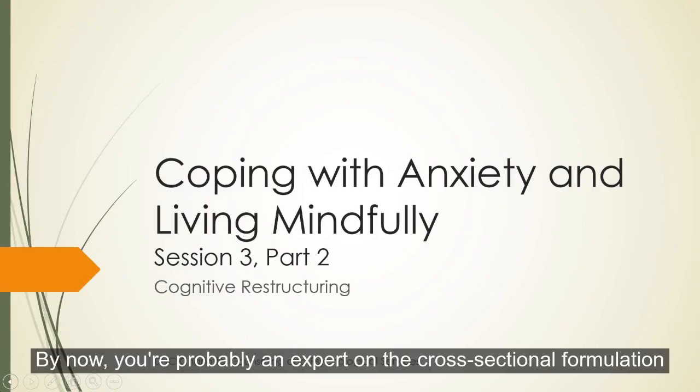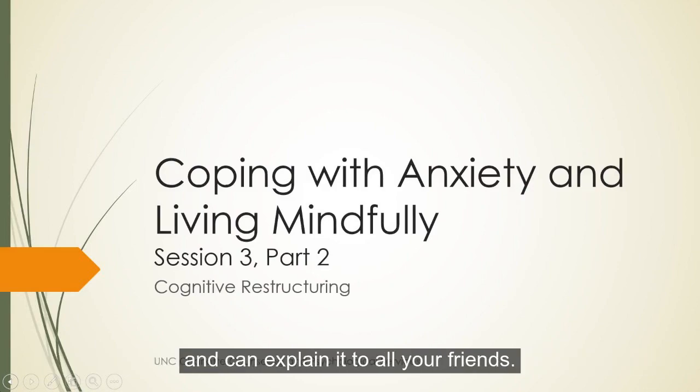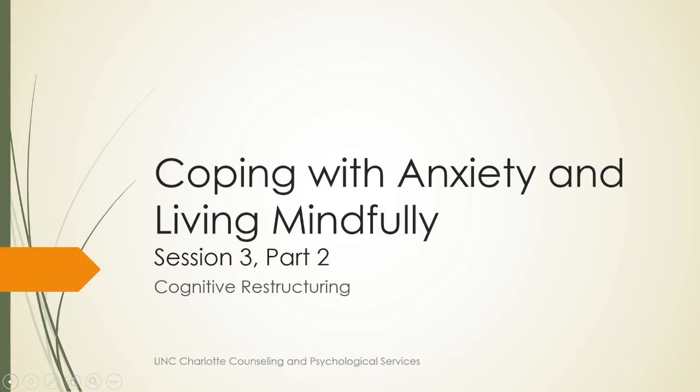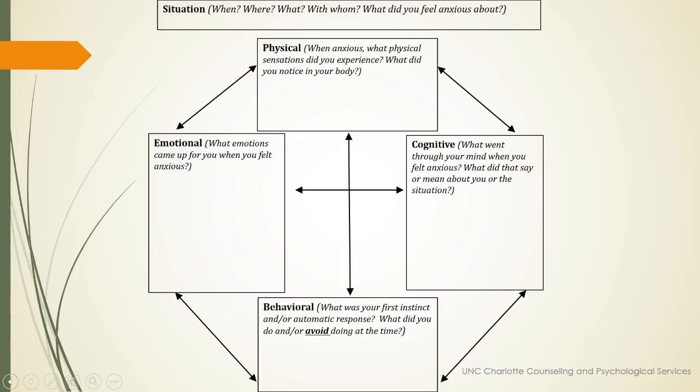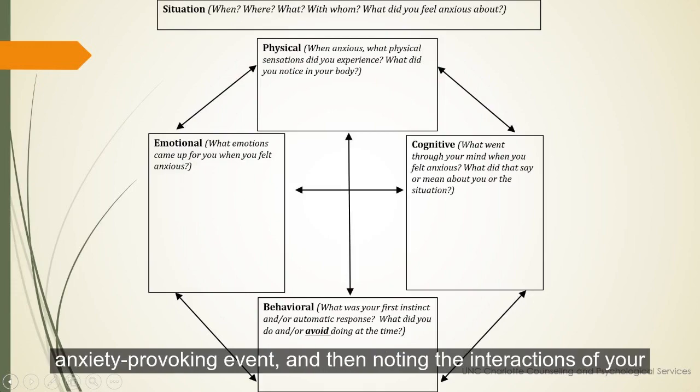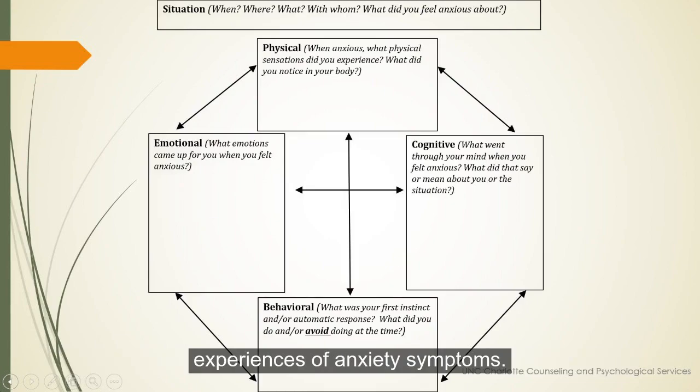By now, you're probably an expert on the cross-sectional formulation and can explain it to all your friends. But let's take another look at it before incorporating the next component. You begin the simple cross-sectional formulation by identifying an anxiety-provoking event and then noting the interactions of your experiences of anxiety symptoms.